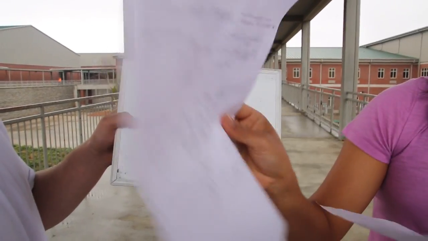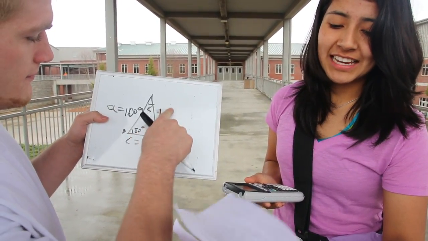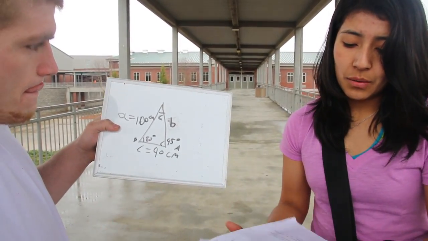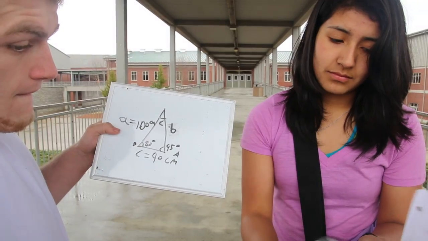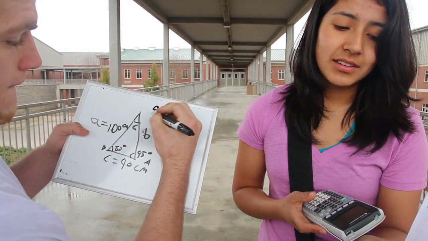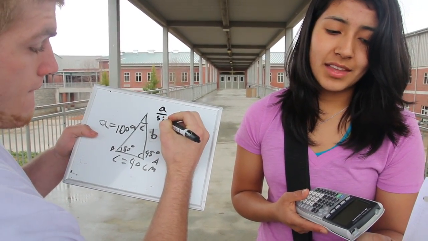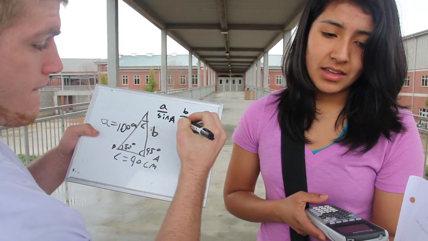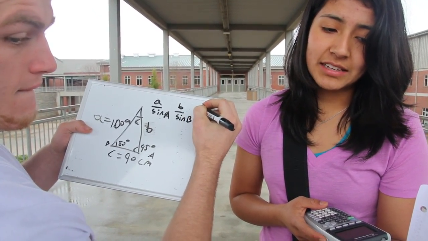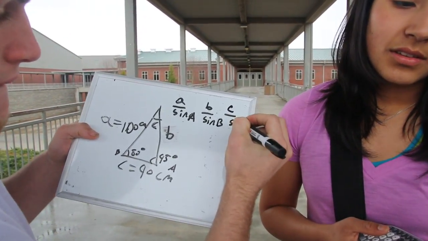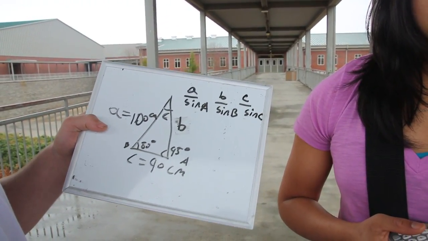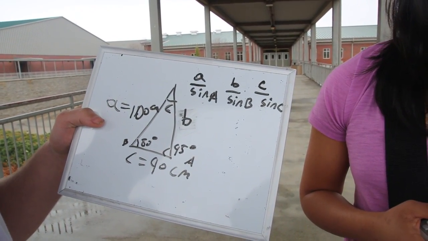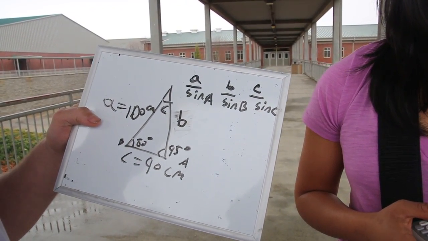With the law of sines, you must have a corresponding side and angle. First, we will find angle C. To do that, we must use the formula a divided by sine A, b divided by sine B equals c divided by sine C. In this formula, we only have to find angle C, so we will use side A and angle A.